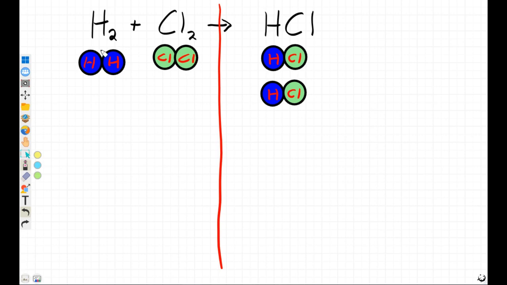This results in us having two hydrogens on the left and two hydrogens on the right. Moving on to the chlorines, we have two chlorines there. And because I created that extra HCl here, I now have two chlorines on the right side as well. Because we have the same number of elements on the left and right side, this formula is now considered to be balanced.